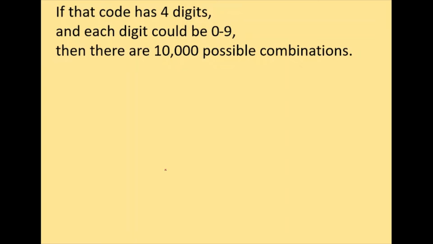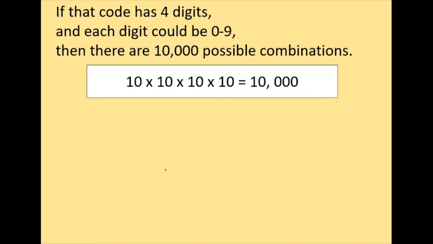Now you could sit there and list them all, but that would take a very long time. Instead, if there's 4 digits and the first one could be 0 to 9, then there are 10 different numbers that first digit could be. And there are 10 different numbers the second one could be, 10 that the third one could be, and 10 that the fourth could be. So 10 times 10 times 10 times 10, 10,000 different PIN codes.